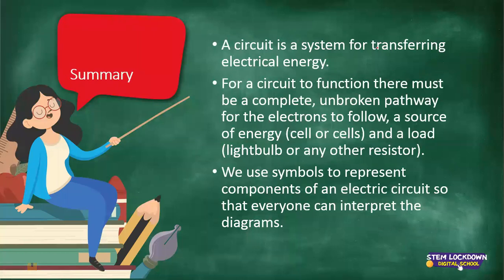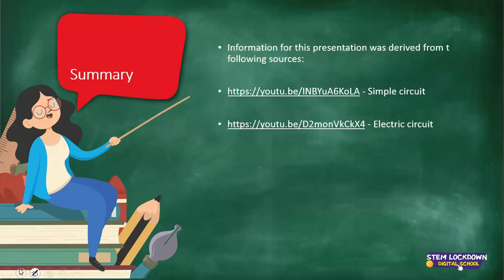Okay, an electric circuit is a system of transferring electrical energy. And for a circuit to function, there must be a complete, unbroken pathway for electrons to flow. A source of energy, which is the cell or cells, are loaded and you have a light bulb and a resistor, which I'll explain on Monday. So we use symbols to represent components of an electric circuit so that everyone can interpret the diagram, and I showed you what the symbols are.